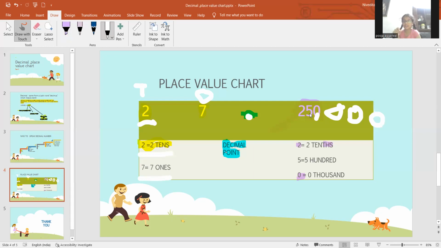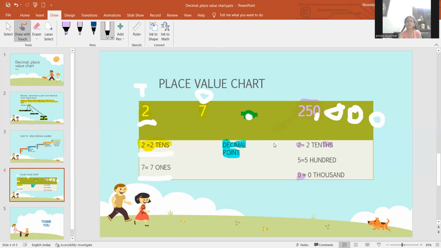If anyone asks, 27.250, is there any value of 0? You will tell no, there is no value of 0, and we can put any number of 0 after the point. Okay. So here the value will be 27.25 because 0 has no value.